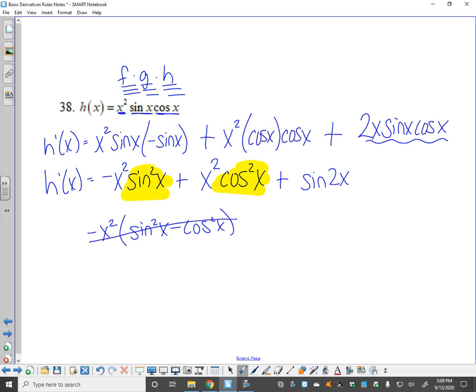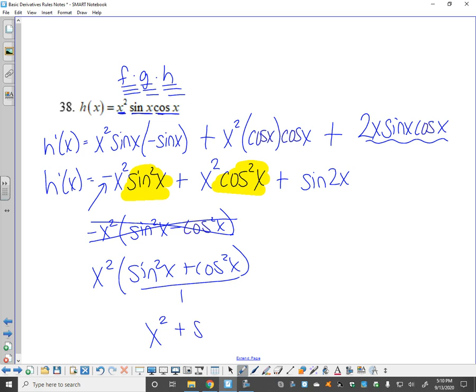So I wanted to go Pythagorean and turn that into a 1 somehow, but it's not going to work. But I tell you what, if this sign right here was a positive, I'd be all over it. If that sign was a positive, I would GCF an x squared. And then that would go to 1, and I'd have an x squared plus sine of 2x from over there. 100%.